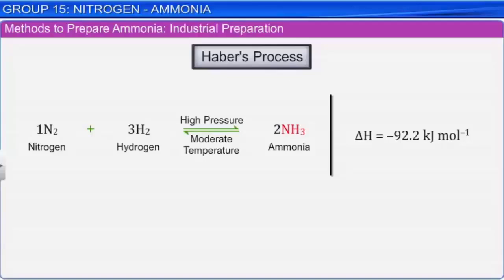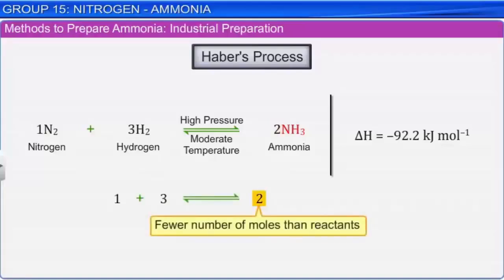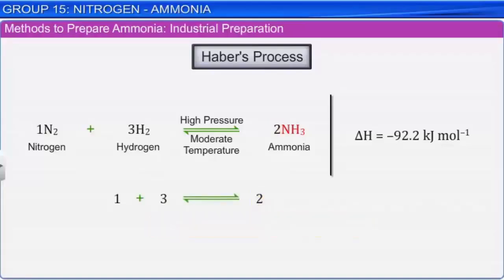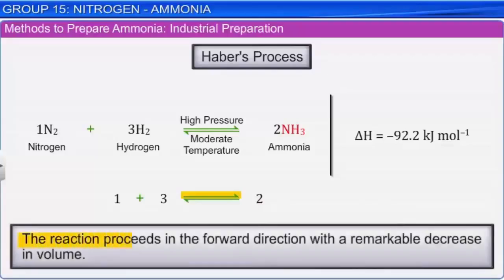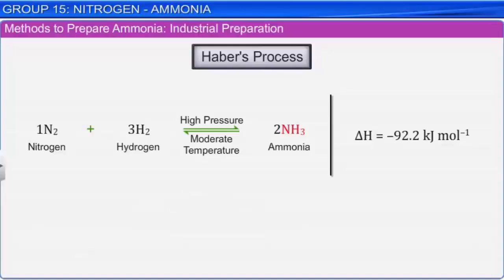From this equation, it is evident that the formation of the product is associated with fewer number of moles. In other words, the reaction proceeds in the forward direction with a remarkable decrease in volume. Also, it must be noted that the reaction is exothermic. Hence, in accordance with Le Chatelier's principle, high pressure and low temperature favor the better yield of ammonia.